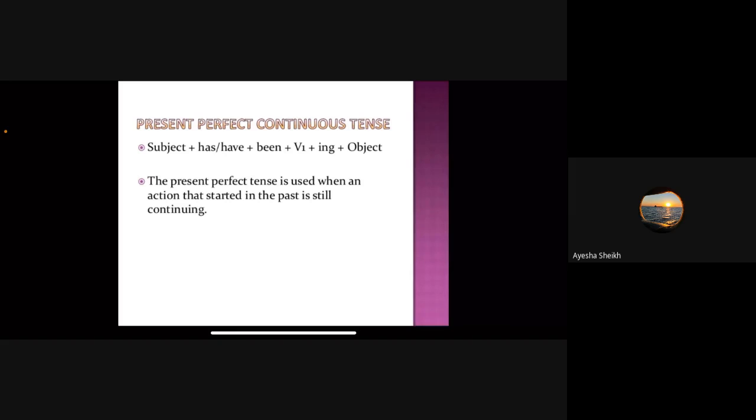Present perfect continuous tense. Subject plus has/have plus been plus first verb plus ing plus object. The present perfect continuous tense is used when an action has started in the past and is still continuing. So, an action that started and is still going on: we have been studying since 8 o'clock. That action has started, but it is still going on. The action is not over. So have been or has been is the perfect continuous tense.